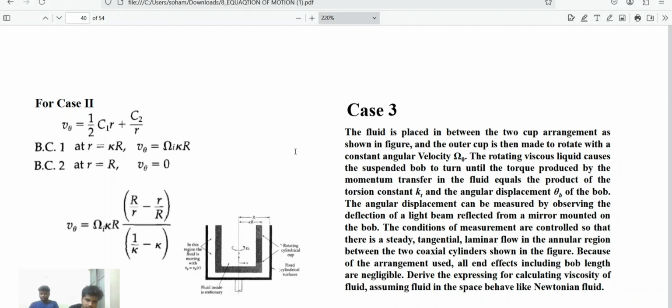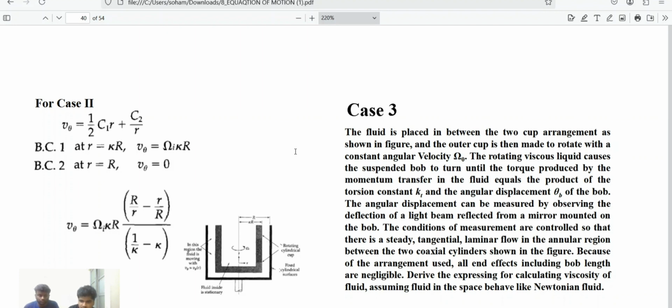I need to recall the basics of viscosity in cylindrical coordinates, specifically tangential flow between rotating cylinders. Since it's a Newtonian fluid, the stress is proportional to the velocity gradient. The key equation here involves the torque balance: the viscous torque from the fluid equals the torsional torque from the spring. The rotating viscous fluid causes the suspended bob to turn. The torque produced by the momentum transfer in the fluid equals the product of the torsion constant k and the angular displacement theta b of the bob.